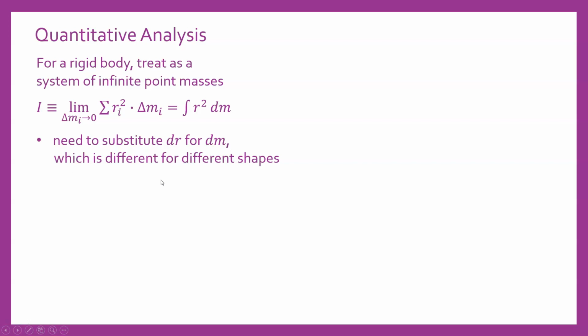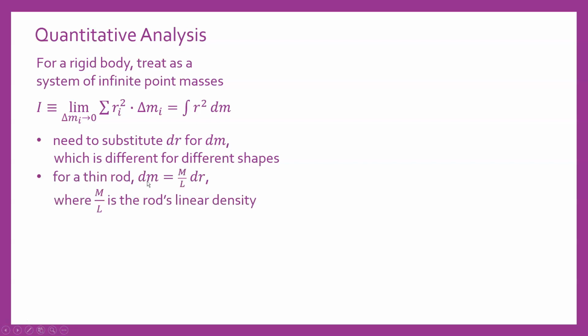And this is kind of similar to what we had to do to find the center of mass for rigid bodies. For example, for a thin rod, dm is equal to m divided by L dr, where m divided by L is the rod's linear density, because capital M is the total mass of the rod and capital L is the total length of the rod. The axis of rotation will determine the limits of the integration.